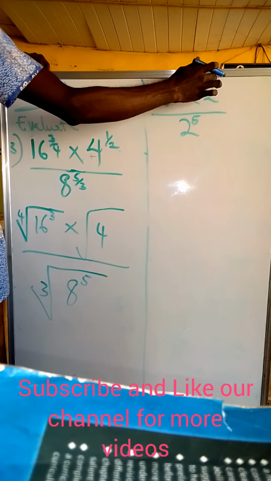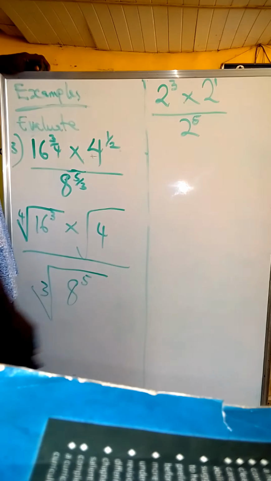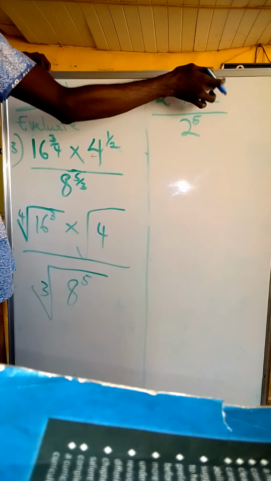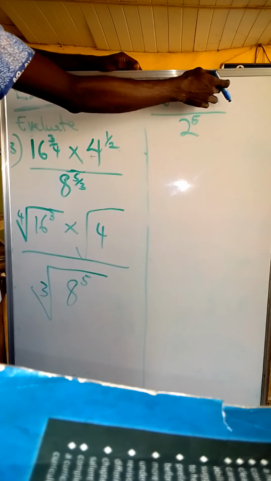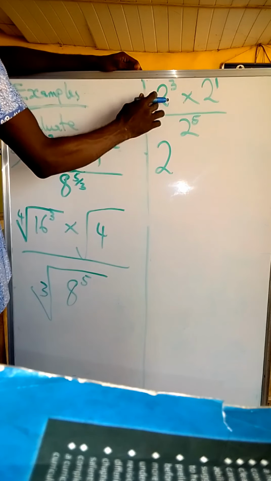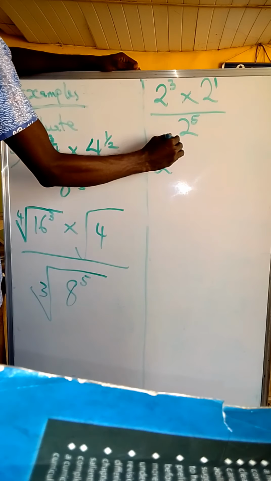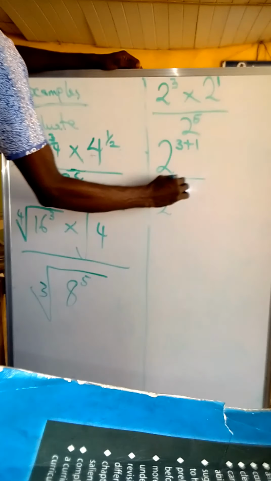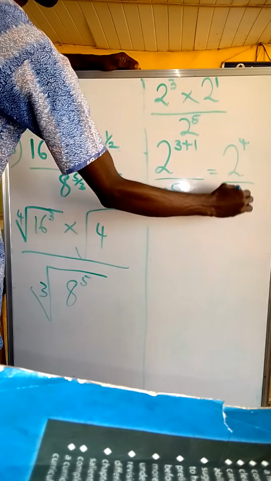Now this 2 standing here is carrying an invisible 1. 2 raised to the power 1 is the same thing as 2. So we are going to put the invisible 1 there. Even if you clean it, there's still an invisible 1 there, but you write it so that you can understand that there's 1 here. Now let's pick one of the 2s that we have here. That is our law number 1, the multiplication law. When you have the same number, you just add the index. That is 3 plus 1, divided by 2 raised to the power 5. And this gives you 2 raised to the power 4 divided by 2 raised to the power 5.